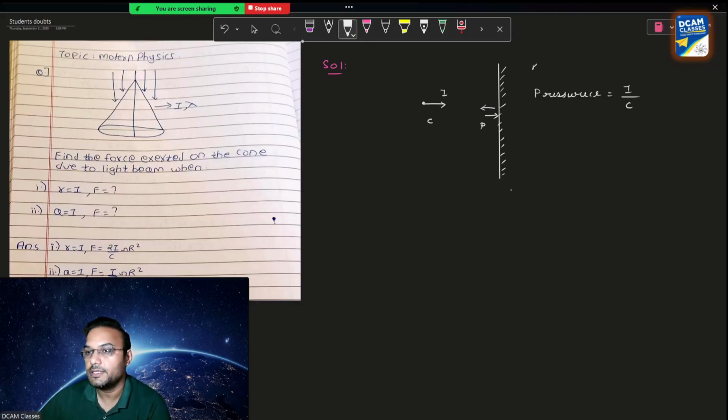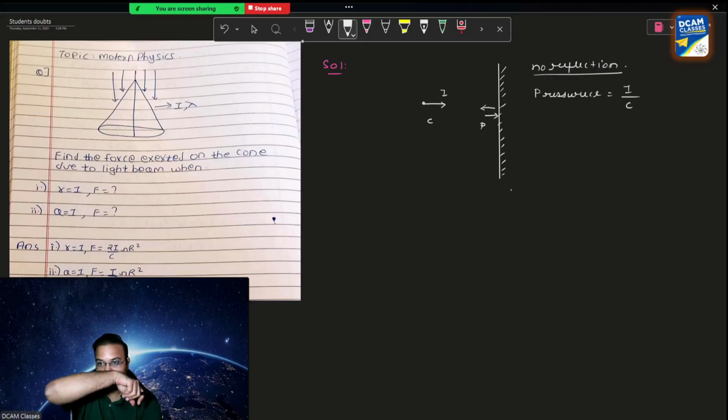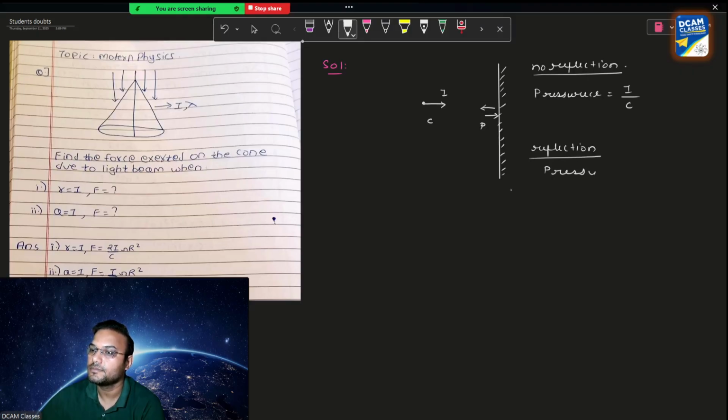And when there is no reflection, the pressure is I by C, and for reflection, the pressure is 2I by C. These are the two results that you should know. Now here in this case, this question is actually very easy.